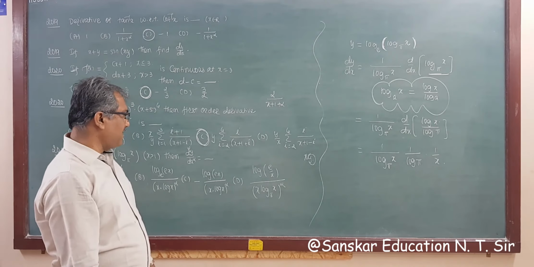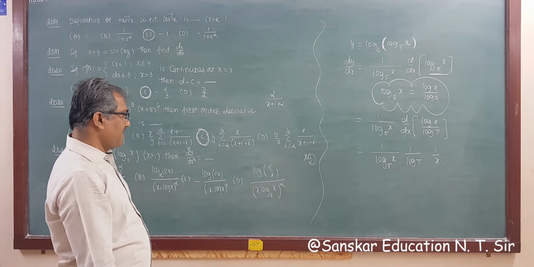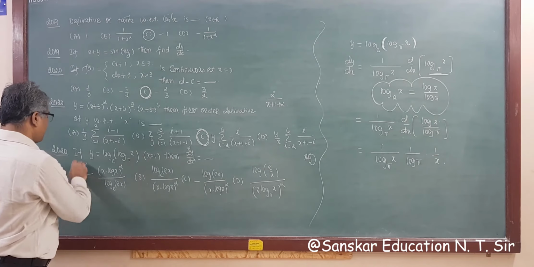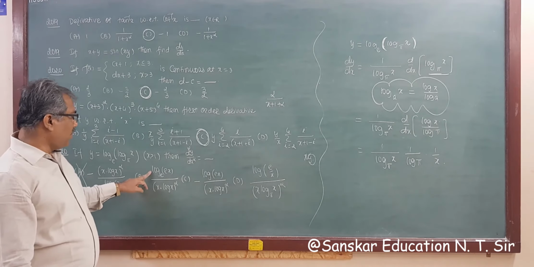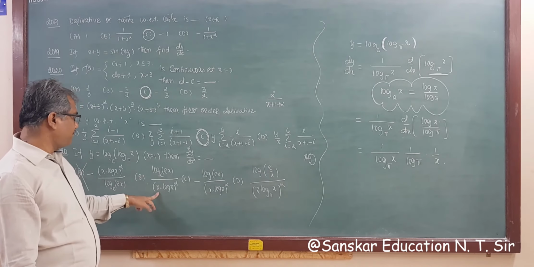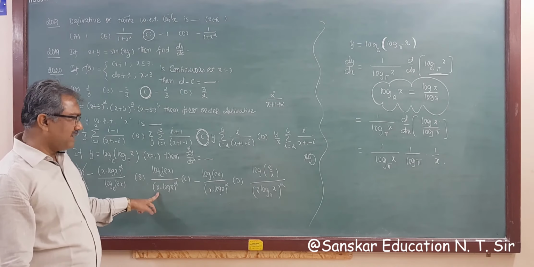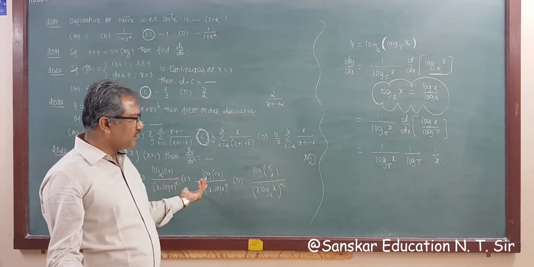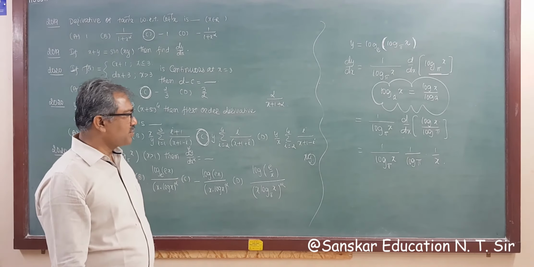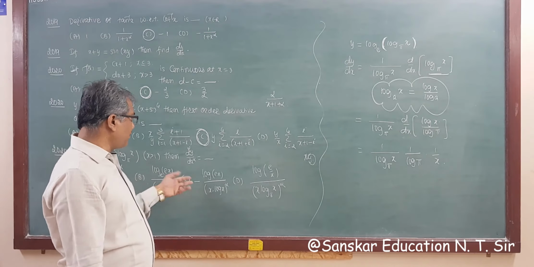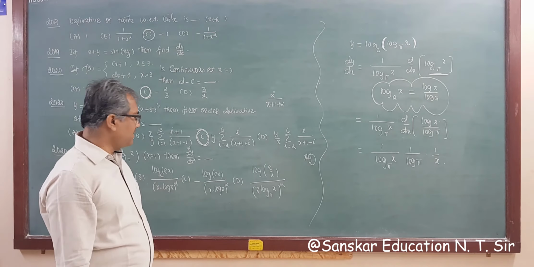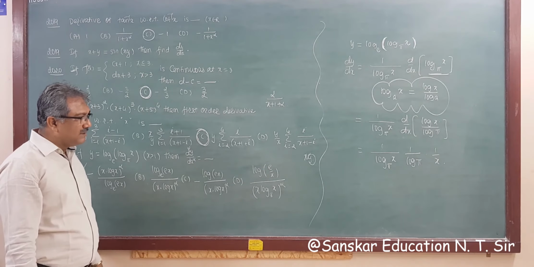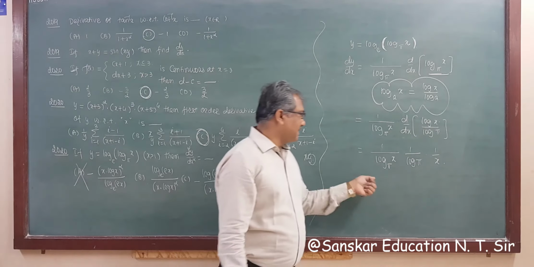So which one is your proper answer? We have to find out. This is x log x, not possible, so a is not possible. Now b, log ex into x log x whole square, that is also not possible. This is also not possible. Not a single answer is possible here. So now see what to do.